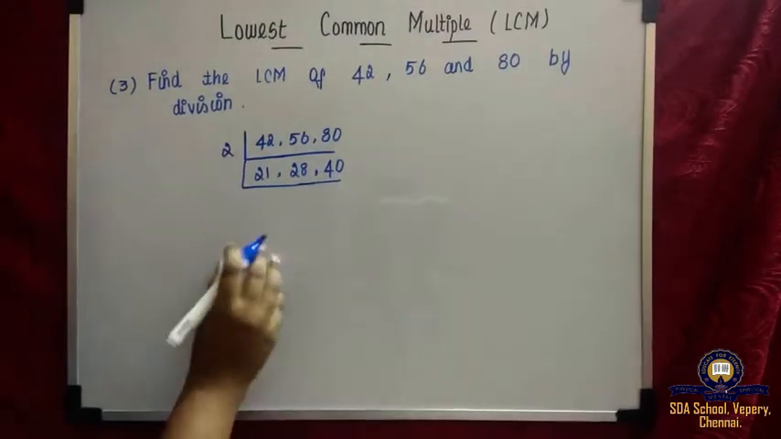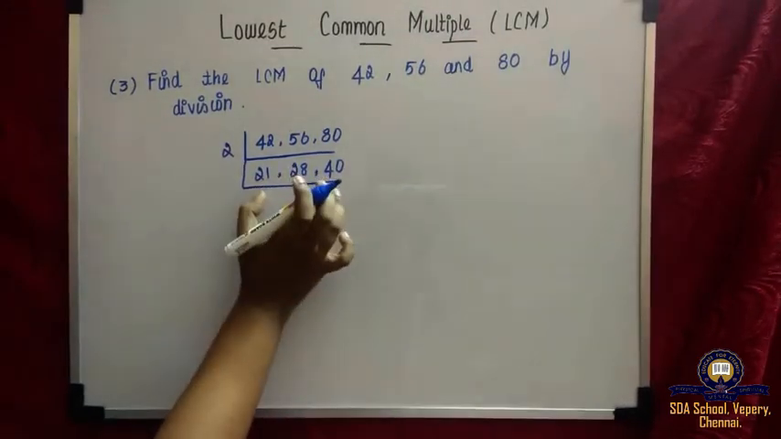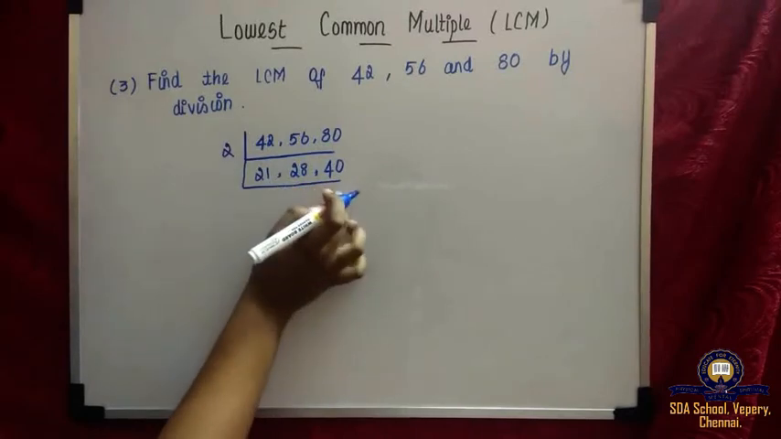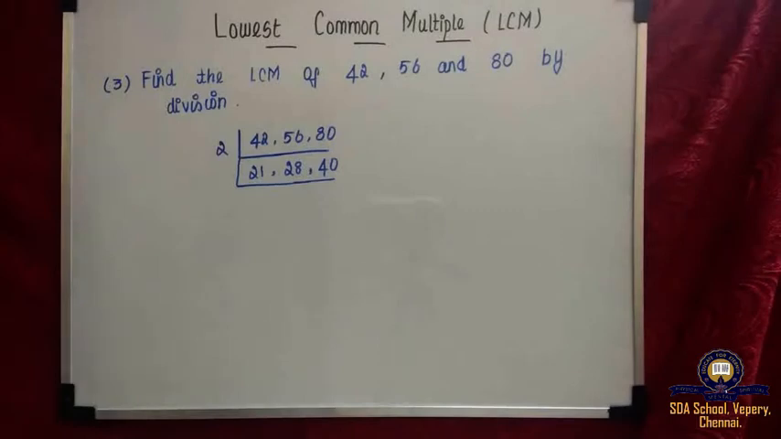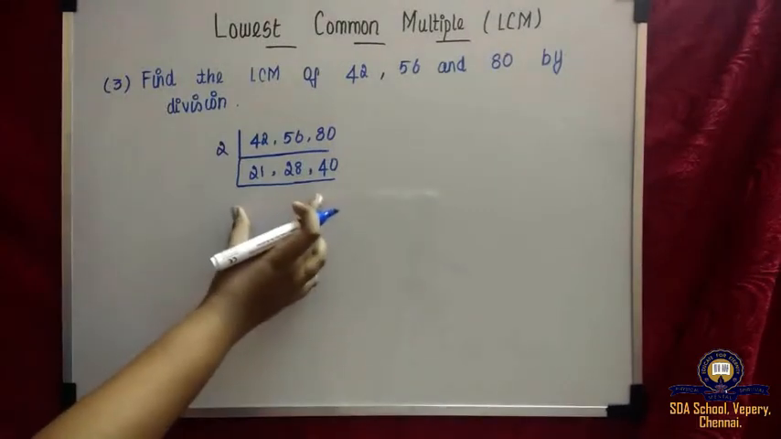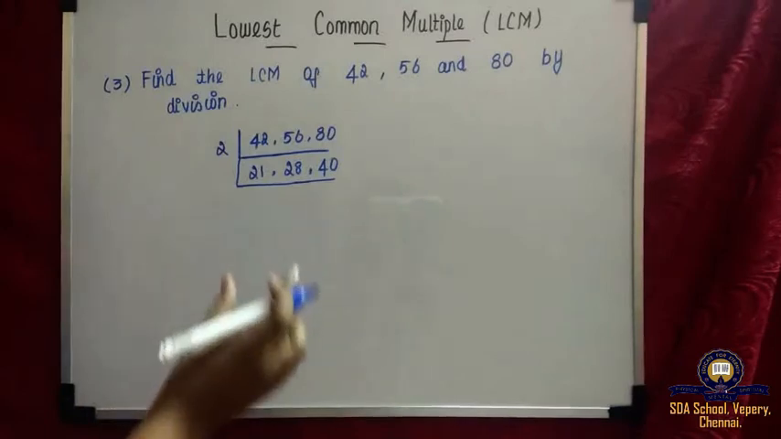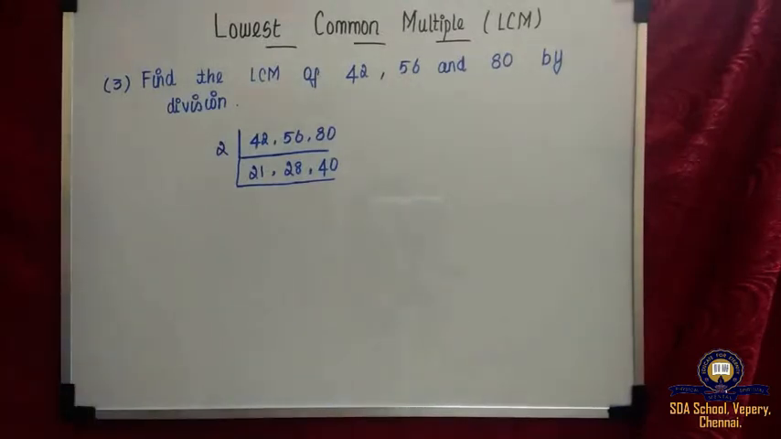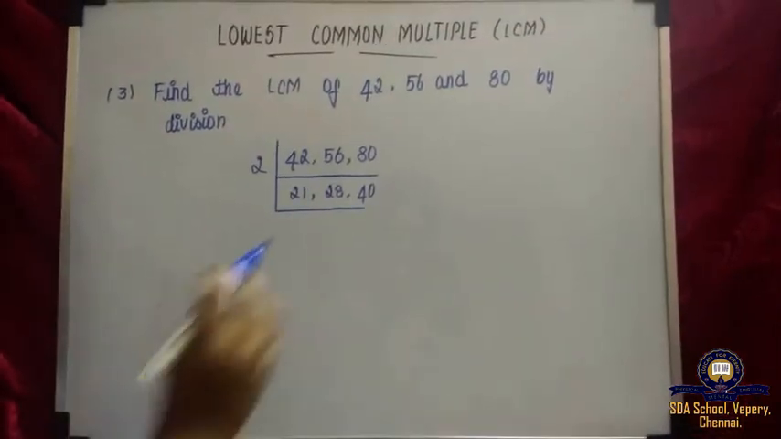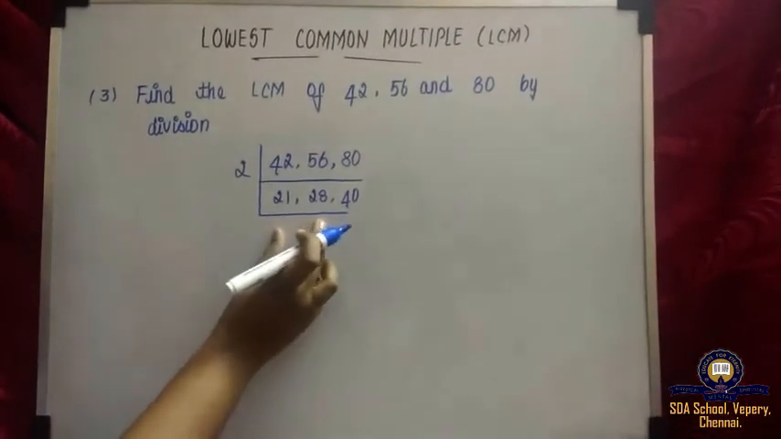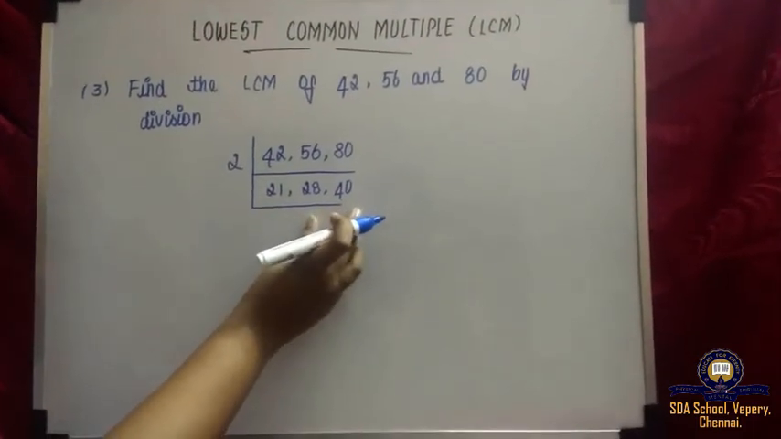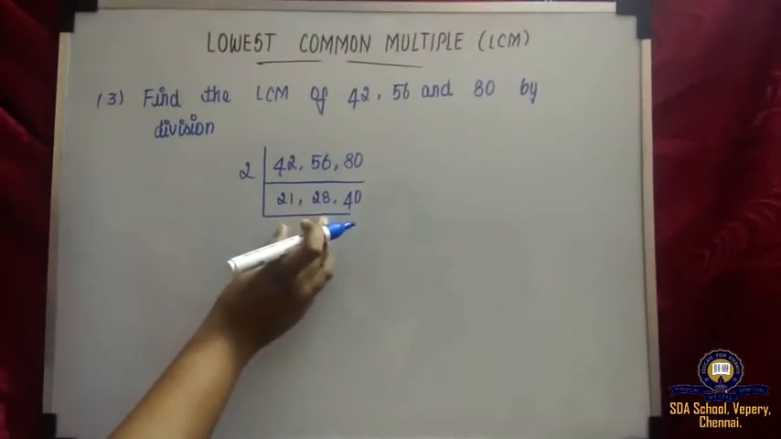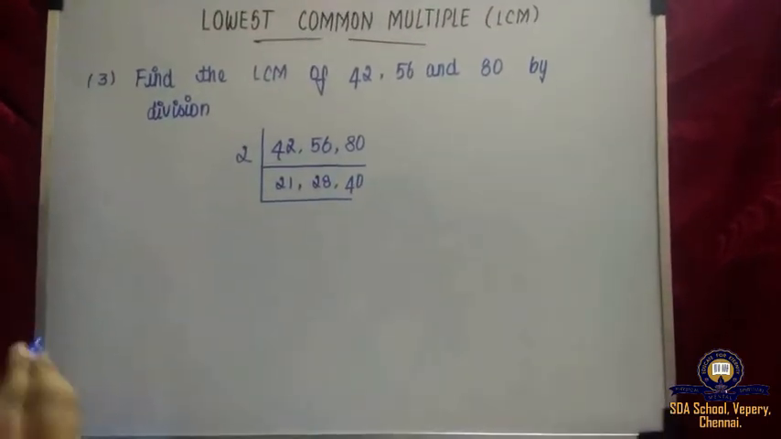Next, when you look at all these three numbers, 21, 28 and 40, what will be the common factor for all these three numbers? We do not have a common factor for all three, right? So in that case, we have to divide by a number which is a factor of at least 2 of the numbers. When you consider 21 and 28, both are divisible by 7, right? And 28 and 40, both are divisible by 2. So you can consider either 21, 28 or 28, 40. So I am taking 21, 28.